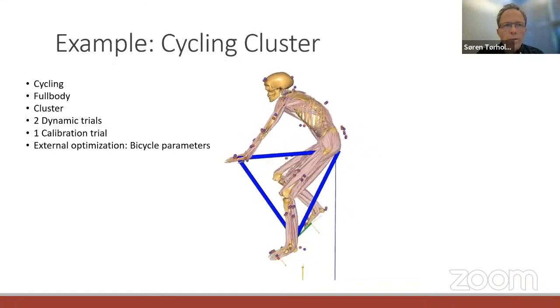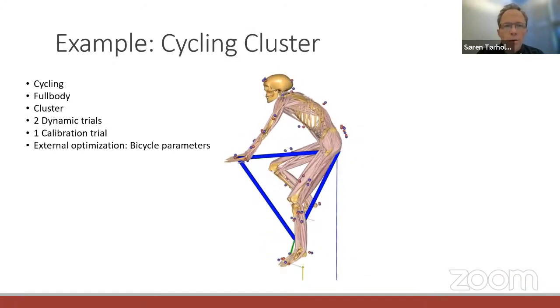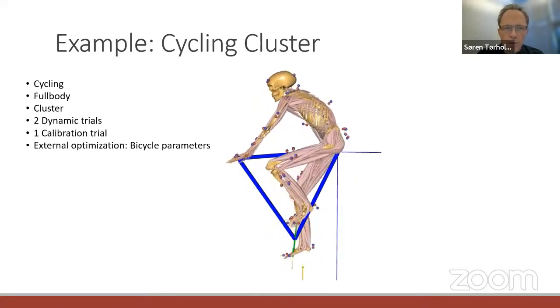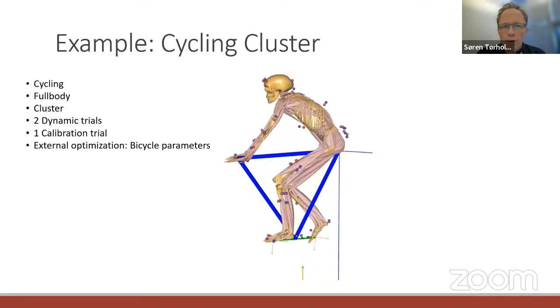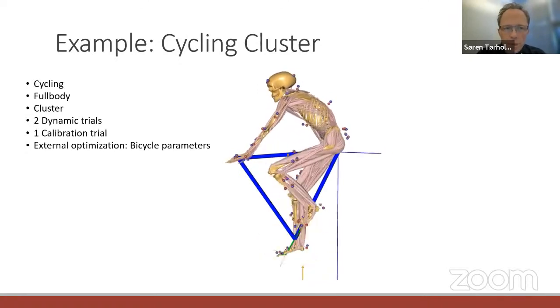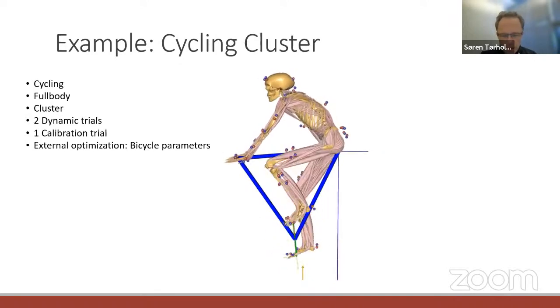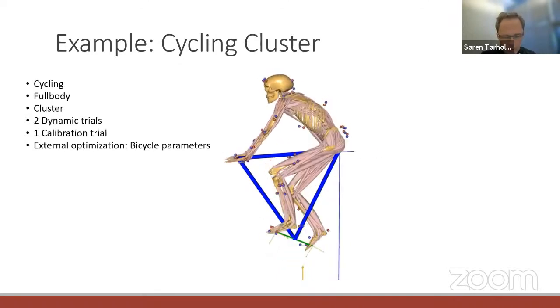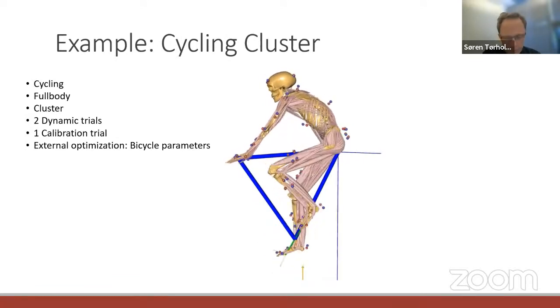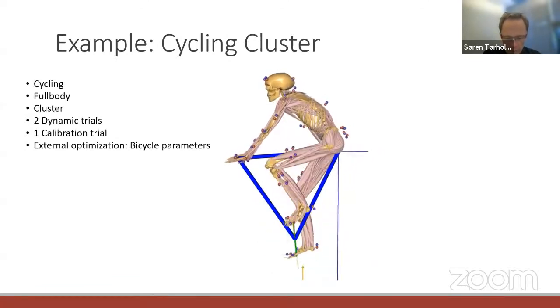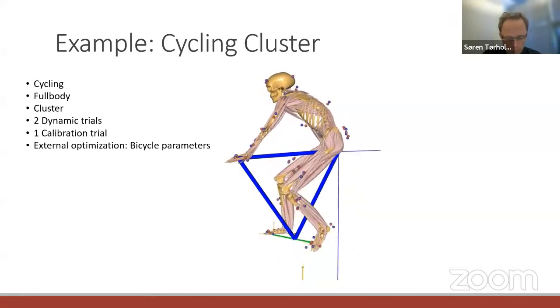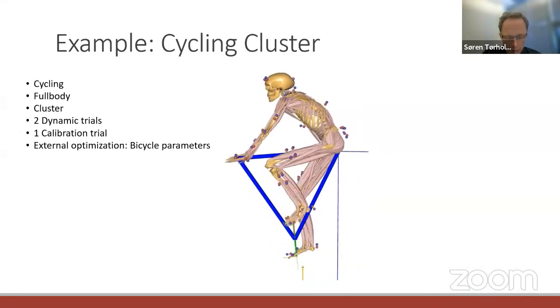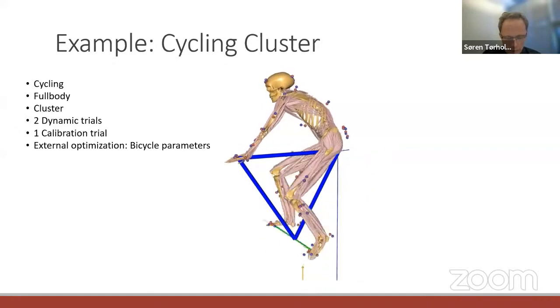The next one here is a bicycle model. So here we're using the cluster marker protocol. We had 1 calibration trial and 2 dynamic trials. And we are here actually optimizing a number of parameters related to the bicycle. What we have done here is to create a parametric bike model which automatically adjusts itself to fit the marker movement. We have done this by constraining the hands to the handlebars, the pelvis to the saddle, and the feet to the pedals.